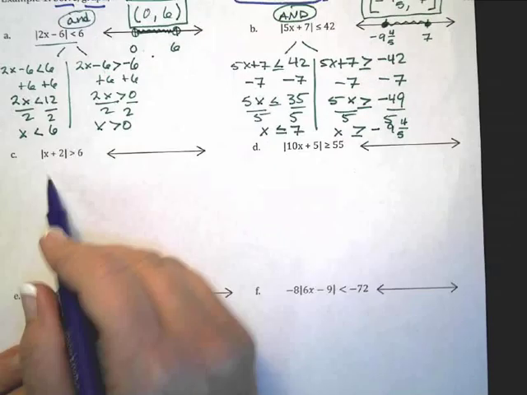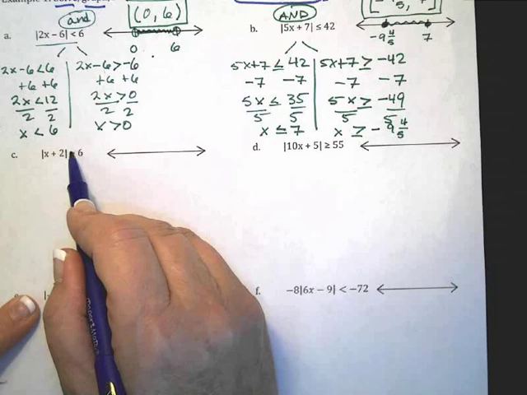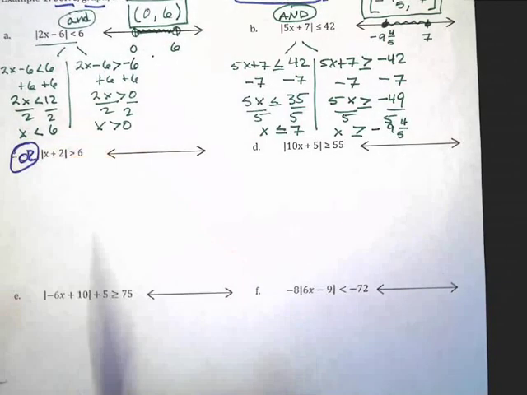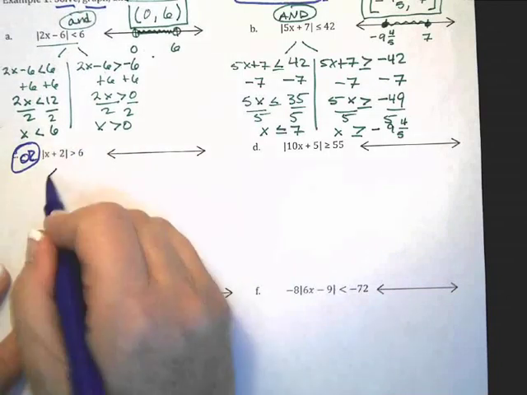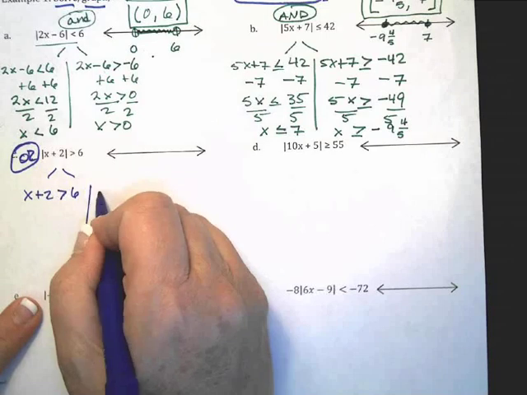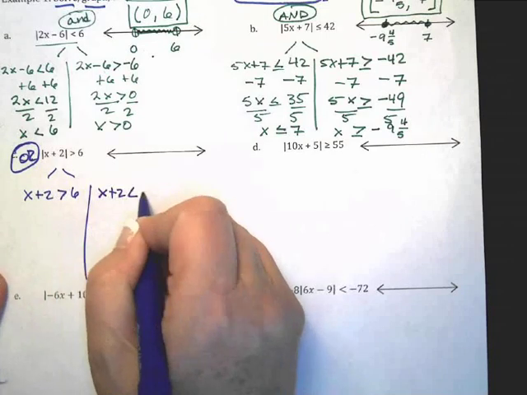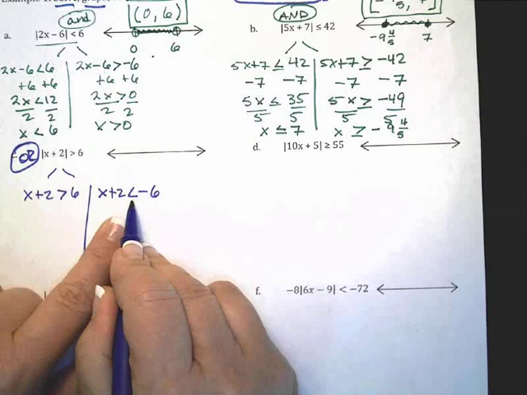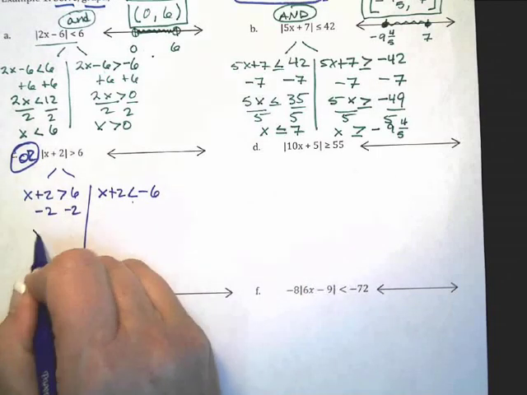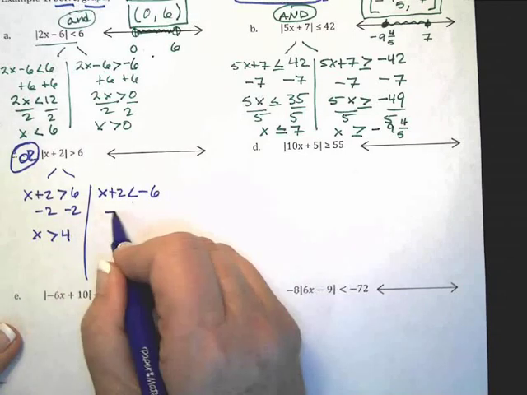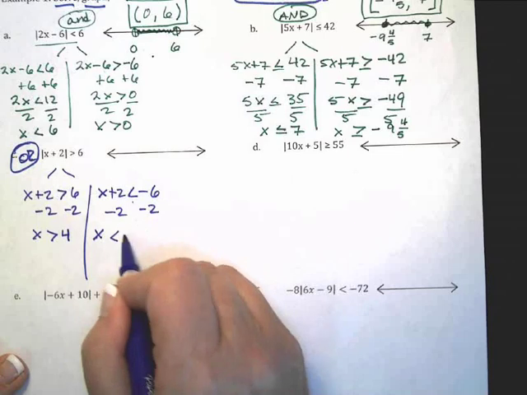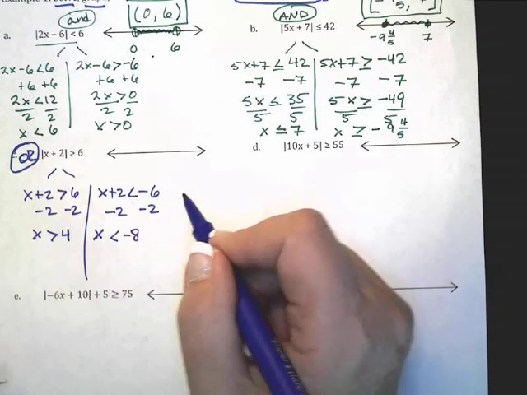Our absolute value is already isolated. This symbol is a greater than, so this one will look different. This will be our OR compound inequality. So we have x plus 2 is greater than 6, or x plus 2 is less than negative 6. So we flip the inequality and change that to a negative. Subtracting 2 from both sides, we get x is greater than 4. On the second inequality, subtracting 2 from both sides, we get x is less than negative 8.